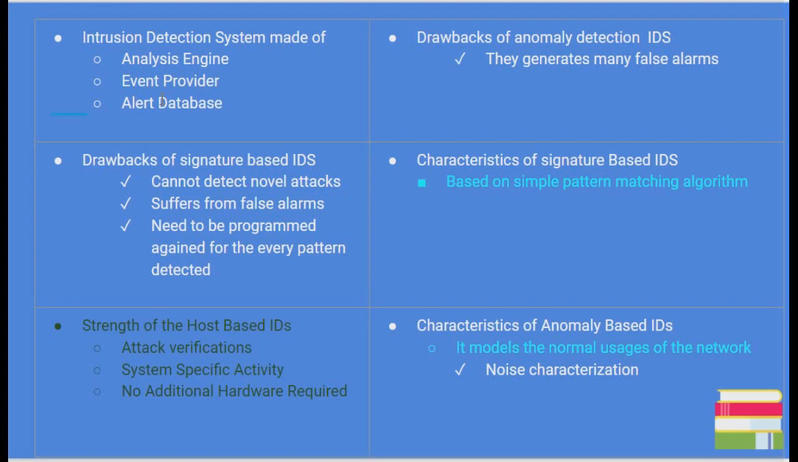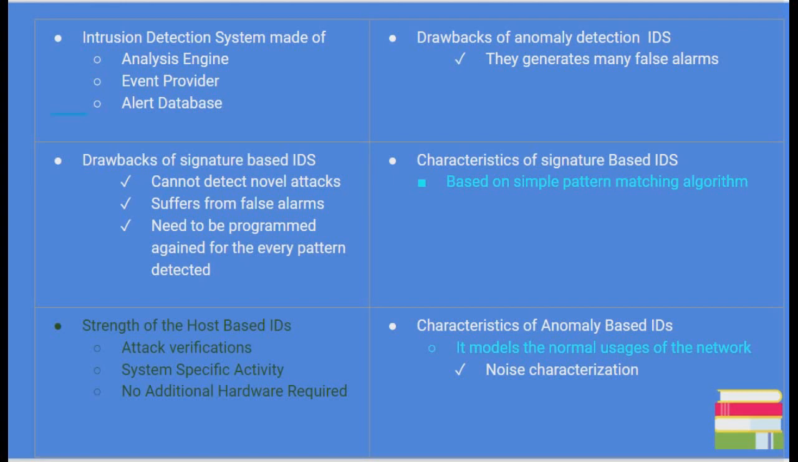What are the characteristics of a signature-based IDS? It works on a simple pattern-matching algorithm. What are the drawbacks of an anomaly detection system? They generate many false alarms. Characteristics of an anomaly-based IDS: it models normal use of the network, and it does noise characterization.